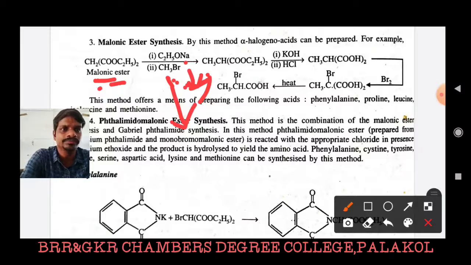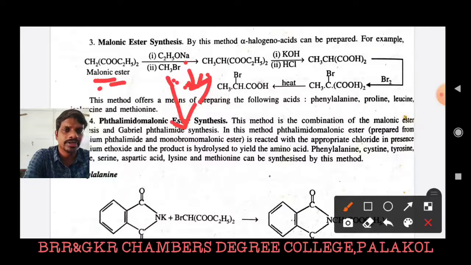Now we have to do a bromination reaction. Malonic ester can also be directly reacted with bromine. But for the preparation of alanine, we have to do an alkylation. For example, if we have to prepare glycine, we just treat the malonic ester with bromine, then we get alpha halo ester, and on treatment with ammonia, the final product is glycine.